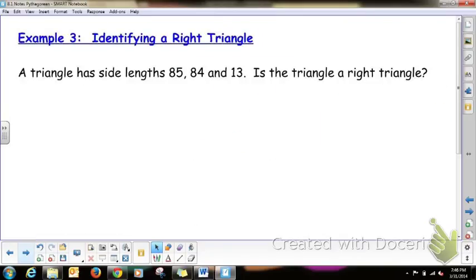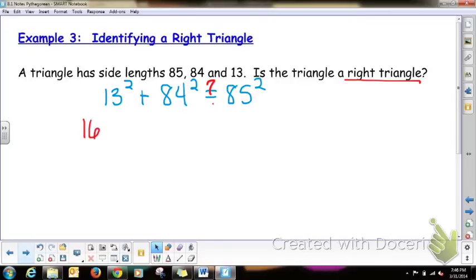So let's try it. A triangle has side lengths of 85, 84, and 13. Is the triangle a right triangle? Well, the Pythagorean theorem is the shortest side squared, so 13 squared plus the medium, 84 squared, is equal to 85 squared. Well, that's the question here. Is it equal? I don't know. We have to figure it out. So you want to simplify this to determine whether or not this is equal. If they are equal, then you know it's a right triangle. That's what the converse of the Pythagorean theorem tells us.